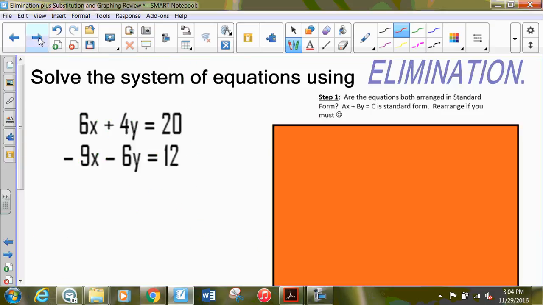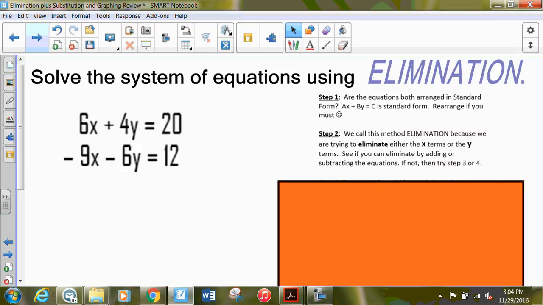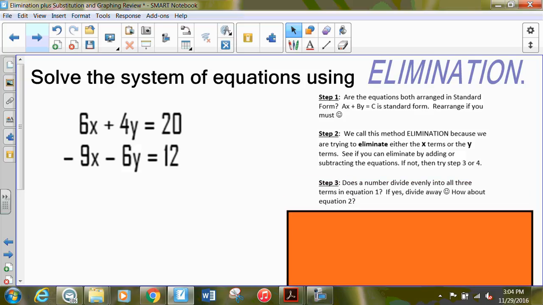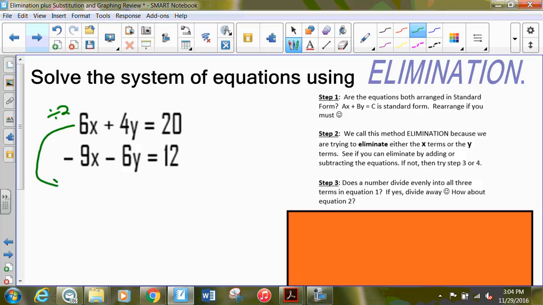All right, here we go again. Are they both in standard form? Yes. Can we just add or subtract? No, we're going to have to have fun with this. All right, let's see if we can just go ahead and simplify. I'm going to simplify the first one by dividing by 2, because 2 goes into 6x, 3x times, and 2 goes into 4y, 2y times, and 2 goes into 20, 10.